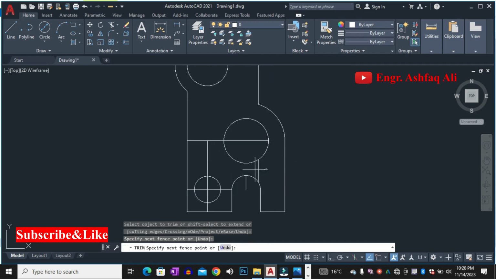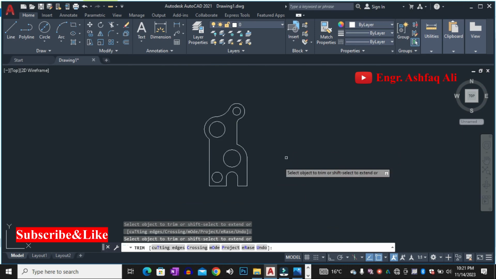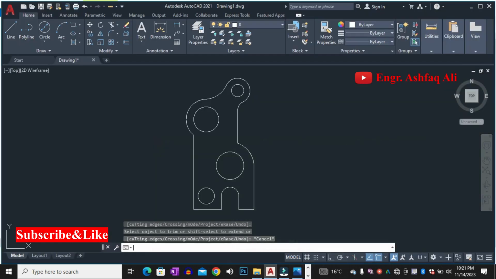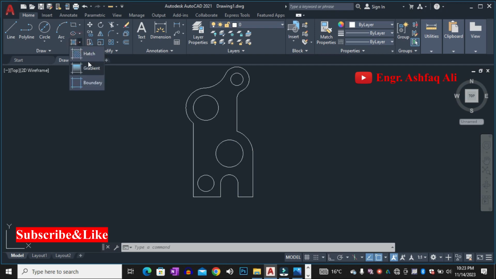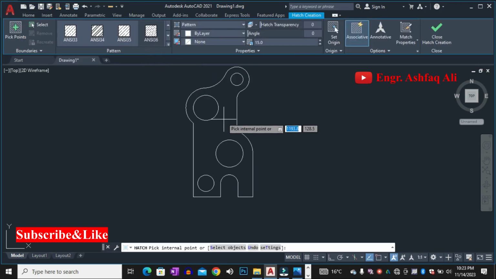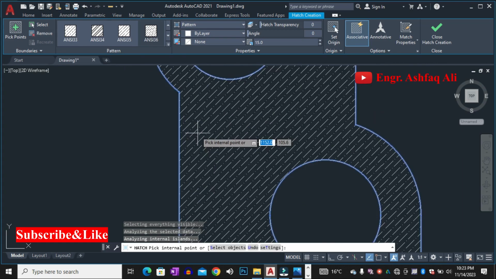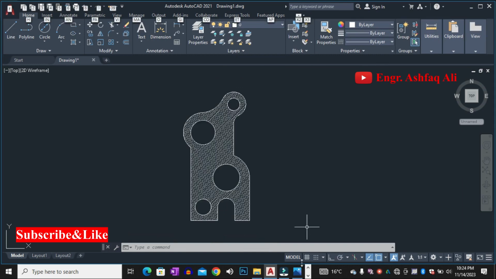After trimming the extra entities, now our figure has been completed. We are going to make a hatch at the center of our figure. Select the hatch, give proper hatching, give proper angle.